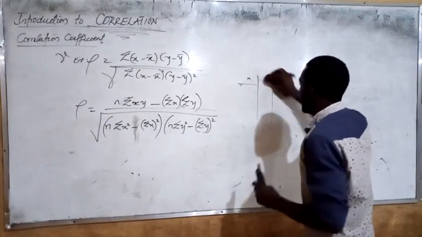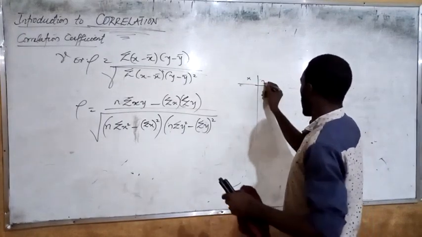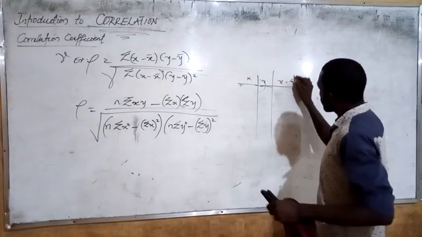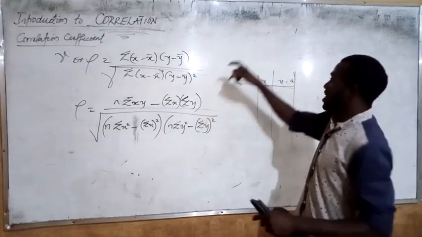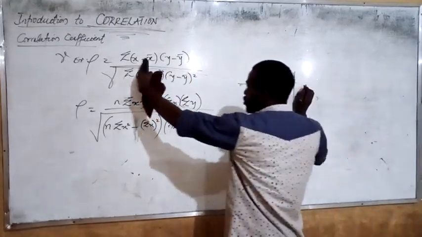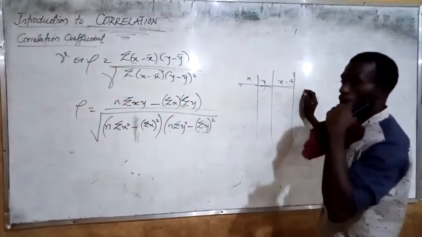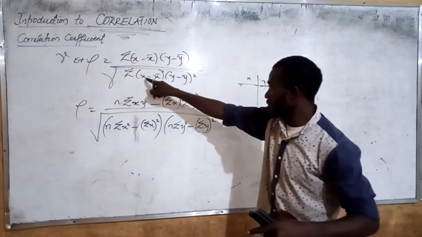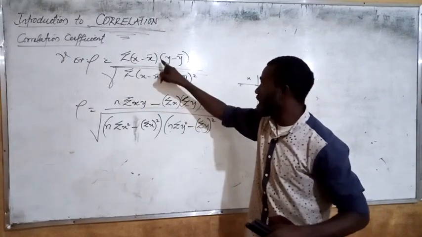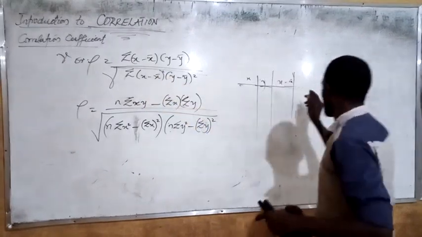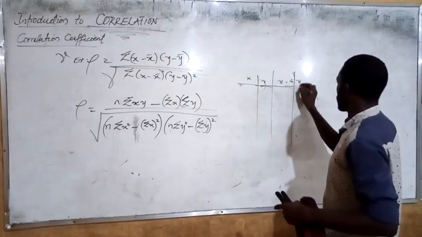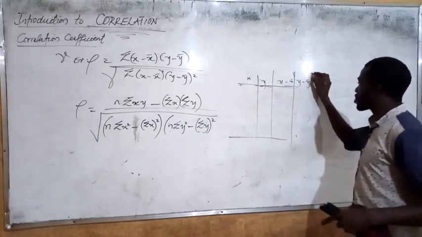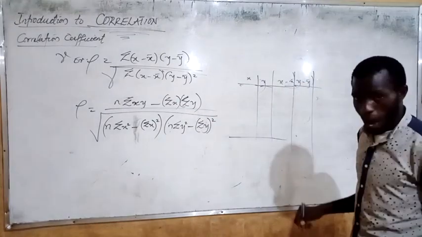You will prepare a table for both x and y. Then in the next table you will have the deviation from the mean for each value. So you take the deviation of each x value from the mean of x, and the deviation of each y value from the mean of y. After taking y, you calculate the mean of y somewhere here. You now take the deviation of each value from the mean of y.